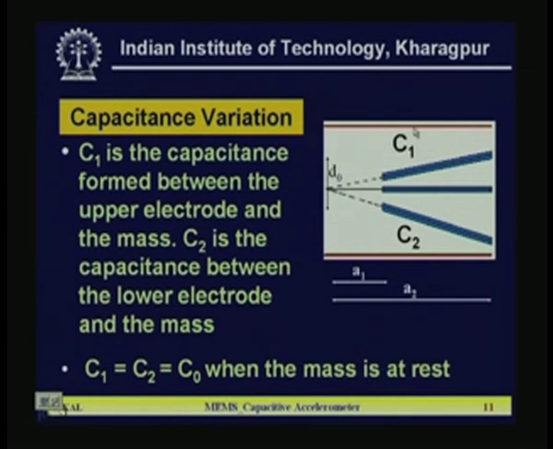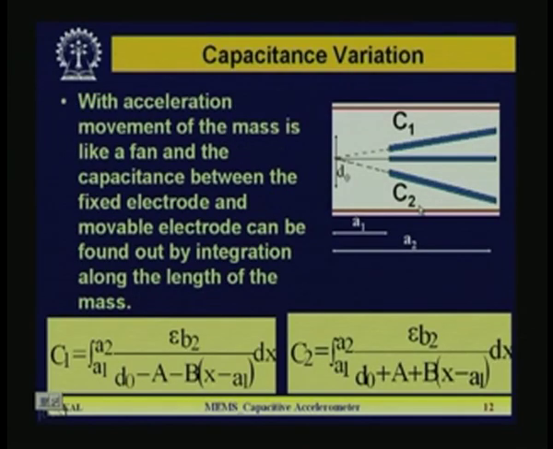Now C1 is the capacitance between the top electrode and seismic mass, and C2 is the capacitance between bottom electrode and seismic mass. So C1 is equal to C2, which is C naught, when the mass is at rest. That is obvious. When there is no movement of the structure, which is the rest position, C1 will be equal to C2. If you move it or apply g, only C1 and C2 will vary. This is the capacitance variation, and you can see how it varies from this diagram.